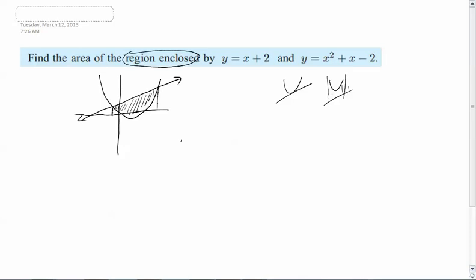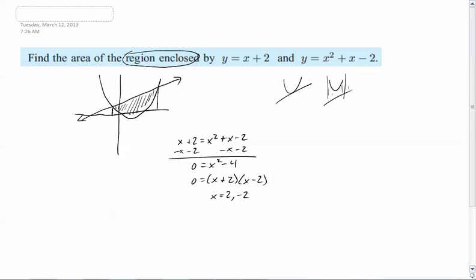So of course to do that, we're just going to go x plus 2 equals x squared plus x minus 2, and then we'll rearrange it. We'll subtract the x, we'll subtract the 2, which ends up giving us 0 equals x squared minus 4. Now from there, I should be able to factor it to x plus 2, x minus 2, which means that x equals 2 and x equals negative 2.